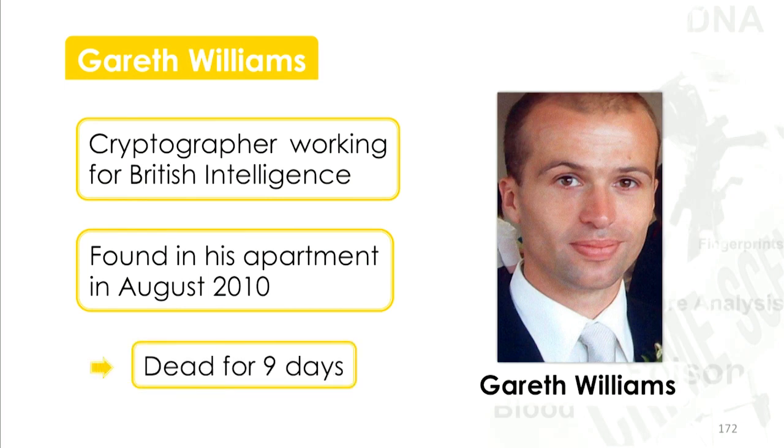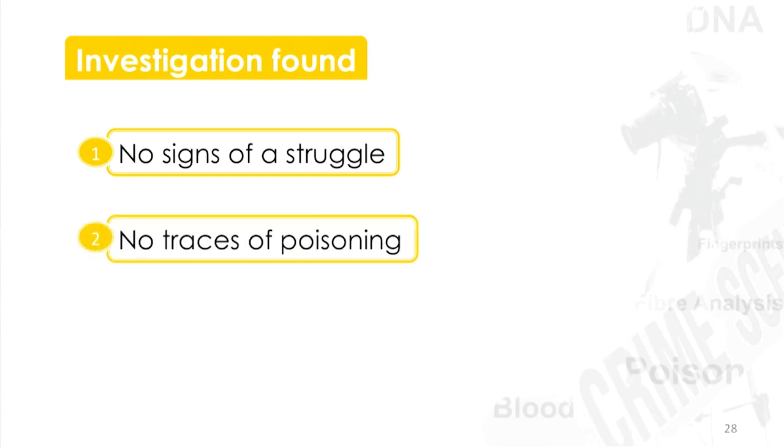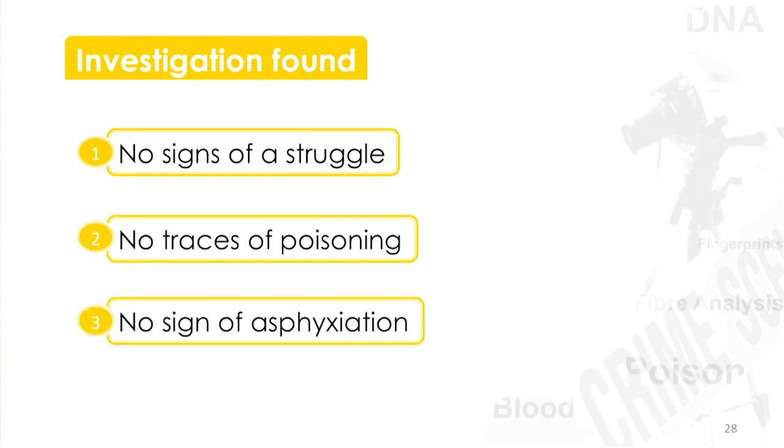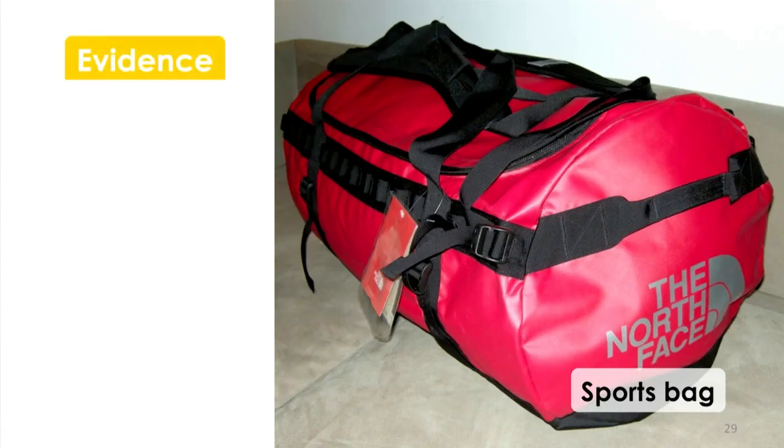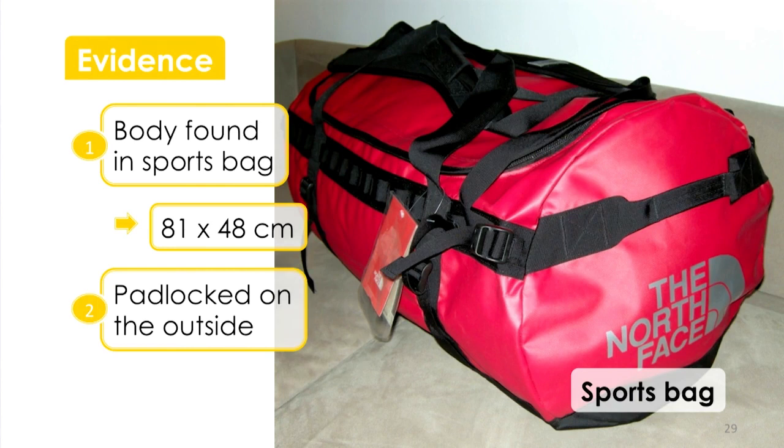When the apartment was investigated and when the body was examined, there were no signs of any struggle, no traces of poisoning, and no sign of asphyxiation. Now, where was the body found? It was in a sports bag like the one pictured, not a very big sports bag. It was padlocked on the outside, and it was in the bath.